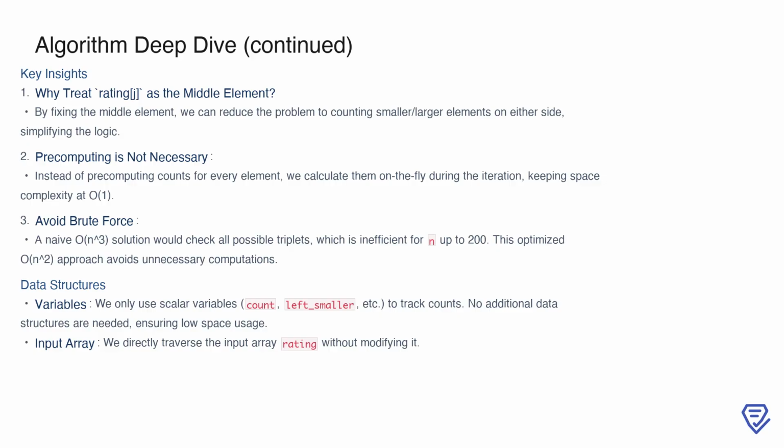This optimization avoids the inefficiency of a brute force O(n³) solution, which would involve checking all possible triplets individually. Additionally, the algorithm only relies on scalar variables like count, left_smaller, and right_larger, without needing any additional data structures, making it both memory efficient and straightforward to implement. The input array rating remains unmodified throughout the process, as we simply traverse it to extract the necessary counts.